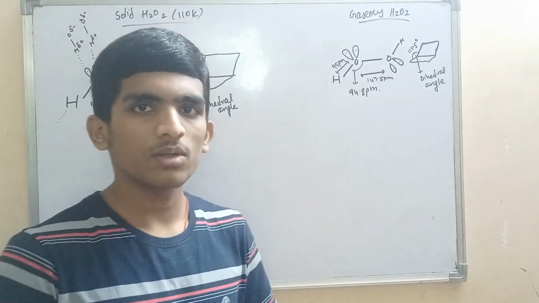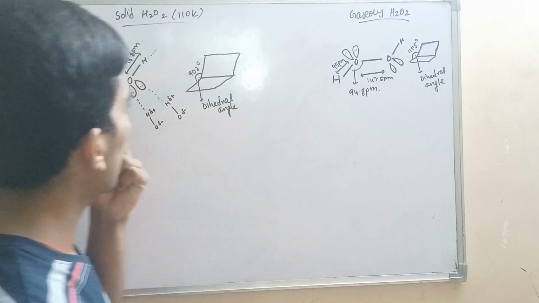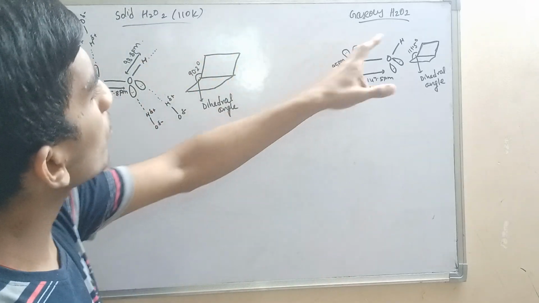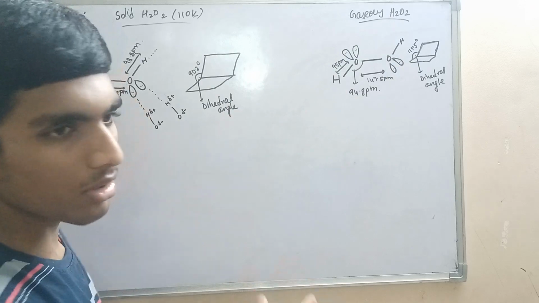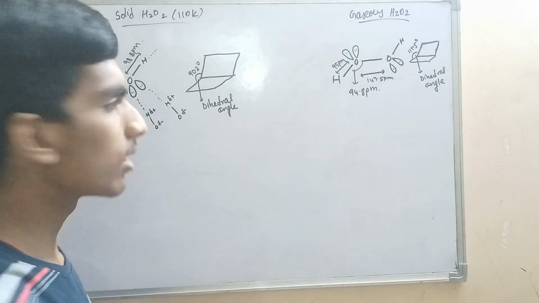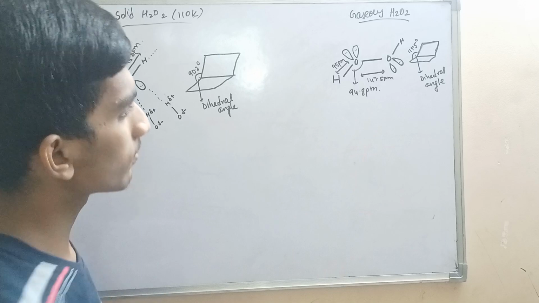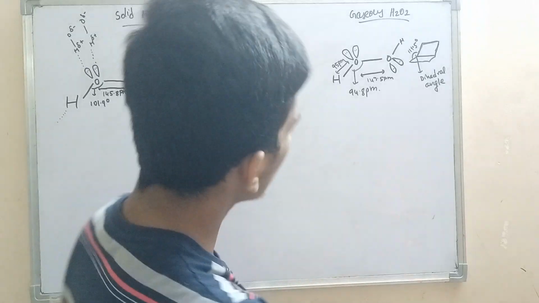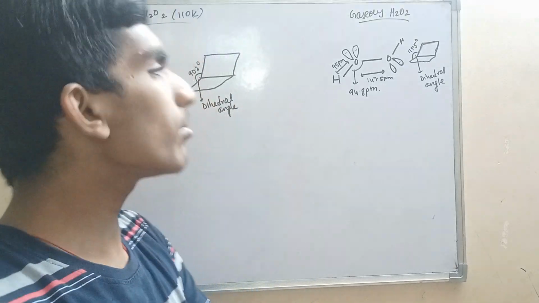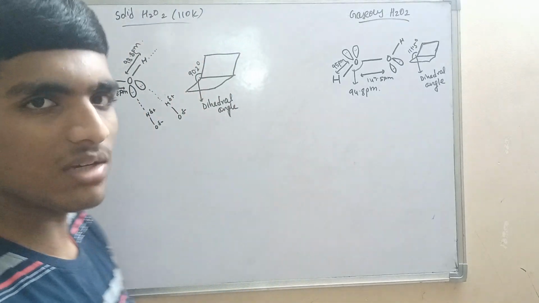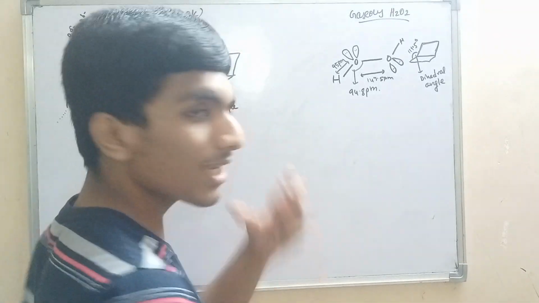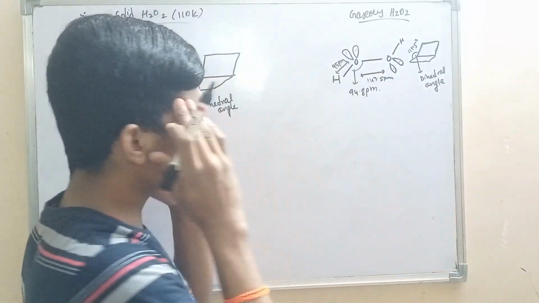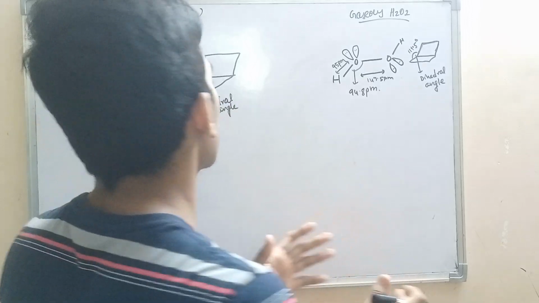Okay? Then fine. Today we are going to discuss solid H2O2 and gaseous H2O2, their bond lengths, bond angles, and dihedral angles. If you want to remember their values, if you practice for a long time, they will be remembered. But in the exam, once we get confused, we cannot regain it. We are not going to remember it perfectly.